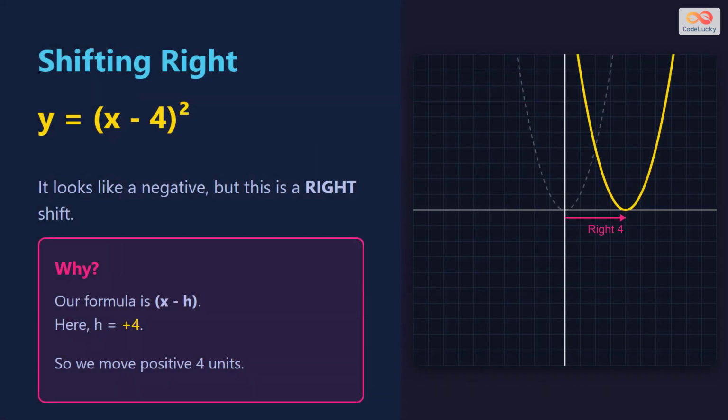Let's look at an example. y equals (x minus 4) squared. You might see that minus sign and think negative or left. But in this formula, a minus sign actually means we shift to the right. Here, h is positive 4.